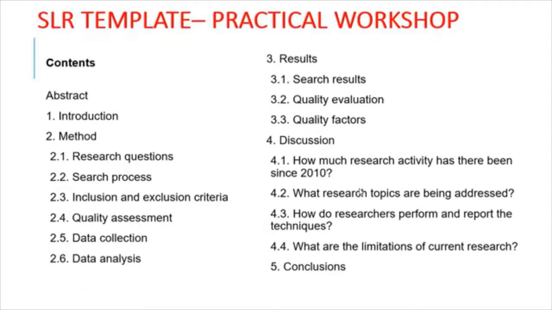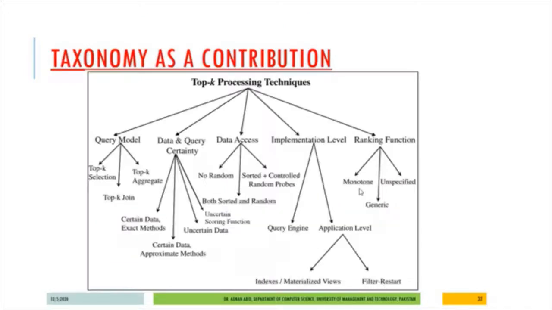So it's very, very pertinent to come up with this taxonomy, and this actually helps the researchers as well. So maybe you are working on top K join model with uncertain scoring functions. With uncertain scoring functions, top K join models, you only found maybe 3 studies or 5 studies. So this can be one area where you can approach that.